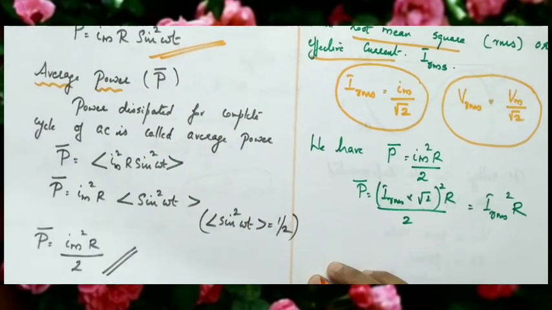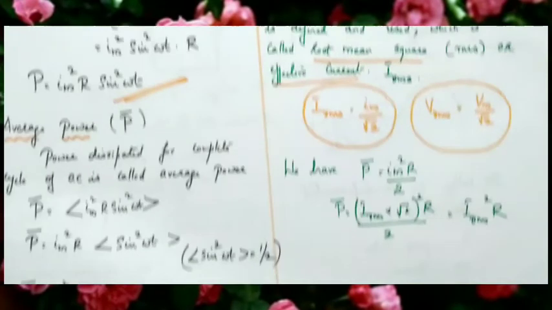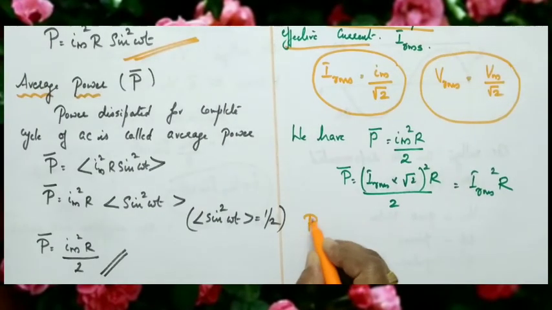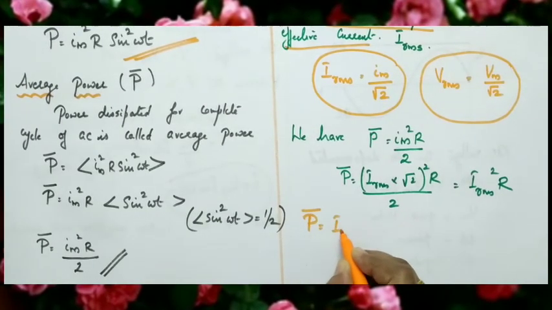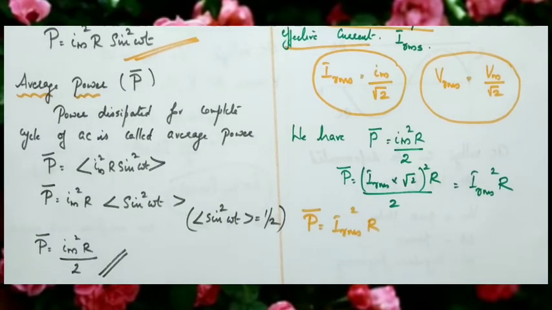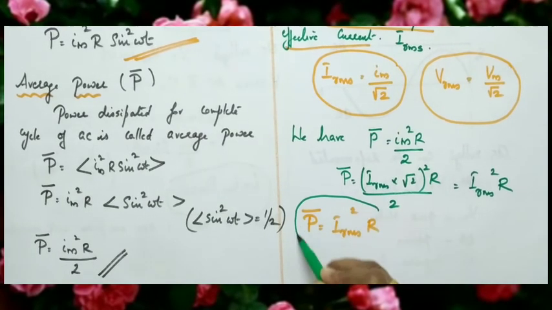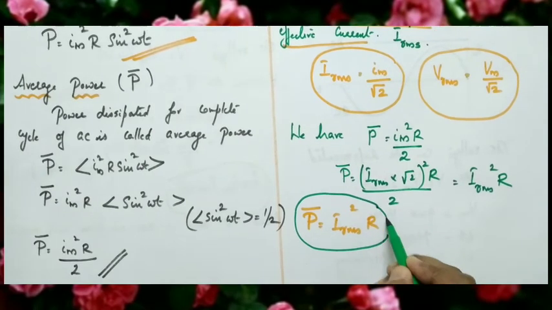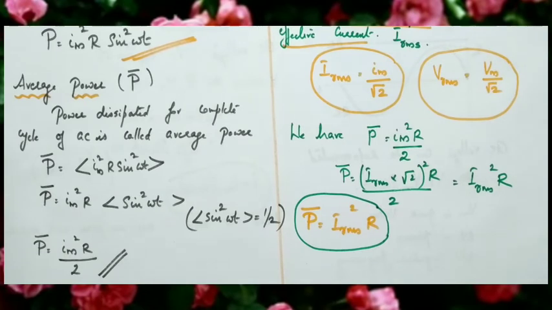For DC, the power is given by I square R, and for AC, what is the average power? IRMS square into R. Okay, children? So that is the importance of the RMS value of current and the RMS value of voltage.